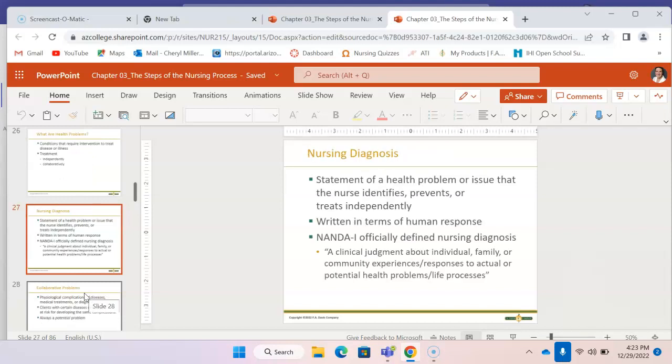So nursing diagnosis comes from a nursing focus. It's a clinical judgment about an individual, family, or community response to actual or potential life problems and life processes. I don't want you to get too overwhelmed by this right now. This will become clearer during the semester, okay?